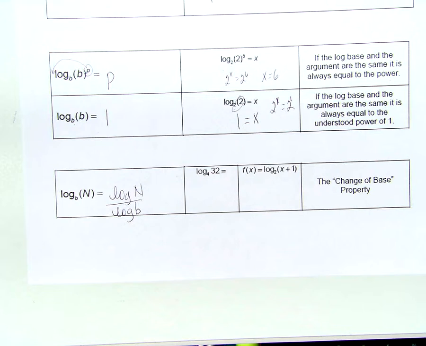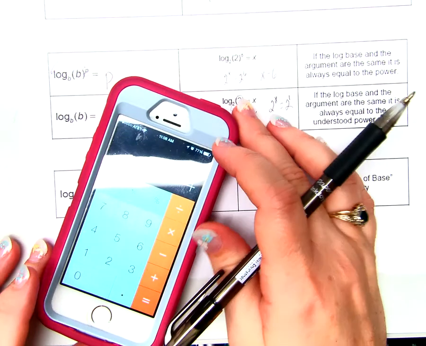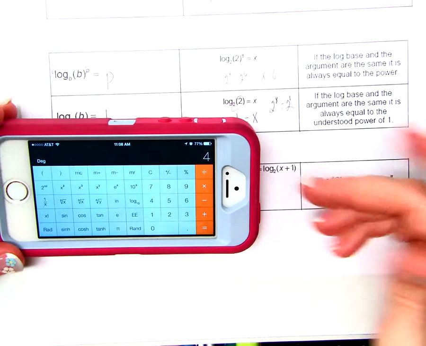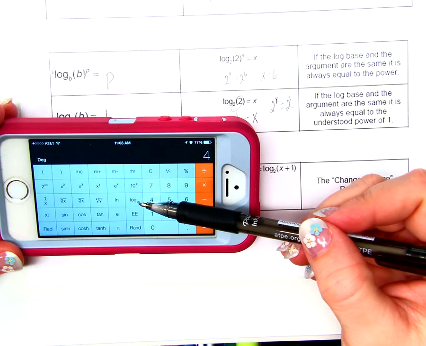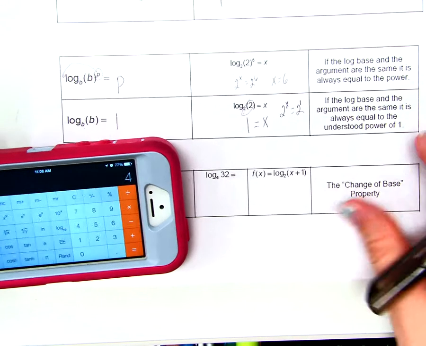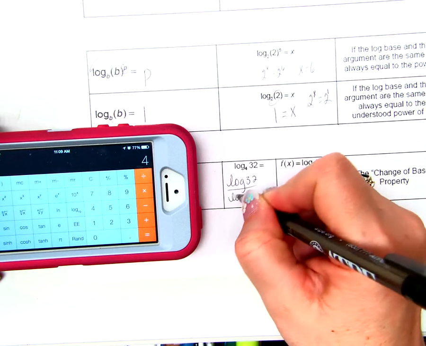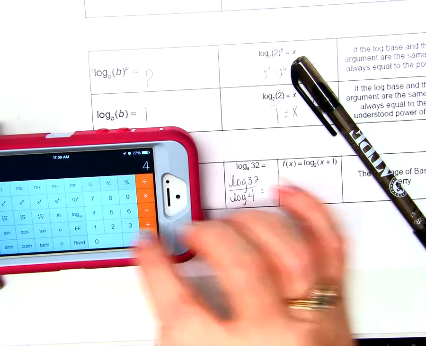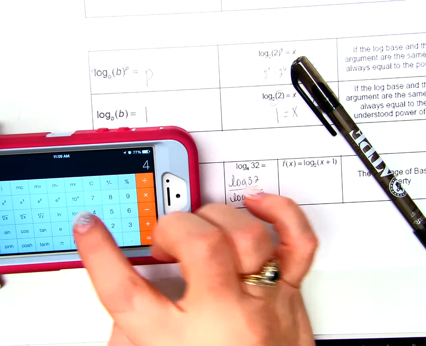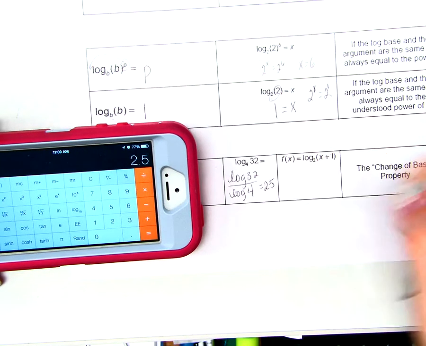No. Because most of us have these that have a calculator on them. Well, I don't see any log there. Dun, dun, dun. Look right here. Log. But look what base it is. Base 10. And while I cannot put log base 4 of 32 in there, if I know that it's really log of 32 divided by the log of 4, 32 log divided by 4 log, enter. 2.5.